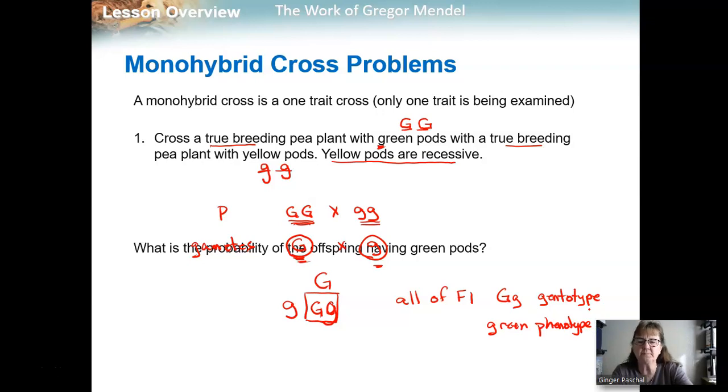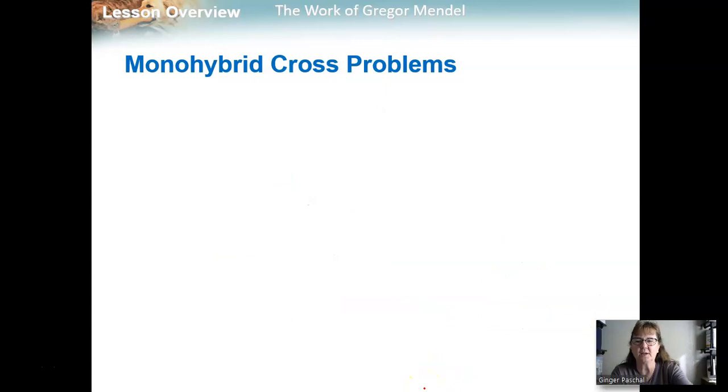So let's try another one. What is the probability of the offspring having green pods? It would be 100%, as you can see right there. They would all be green.